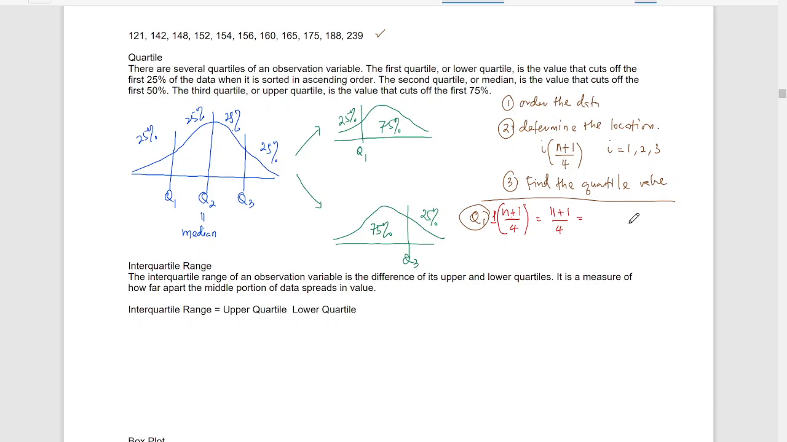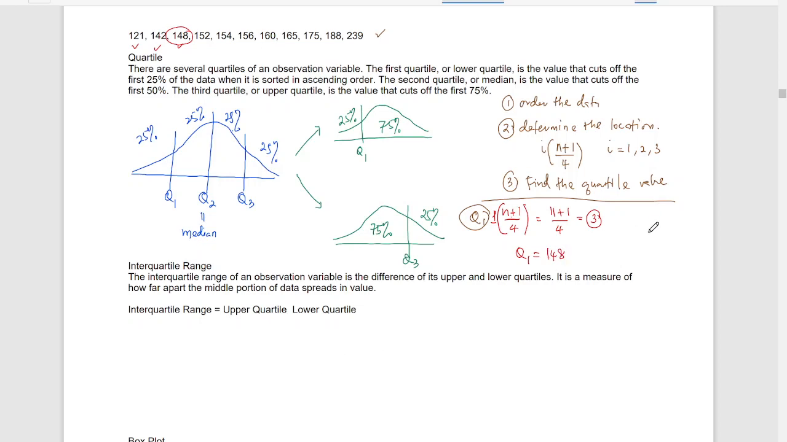Okay, 11 plus 1 divided by 4, so you get 12 divided by 4, that is the third position, right? So next you can find quartile 1. Locate the third position, so 1, 2, 3. So that means this is quartile 1, so 148.